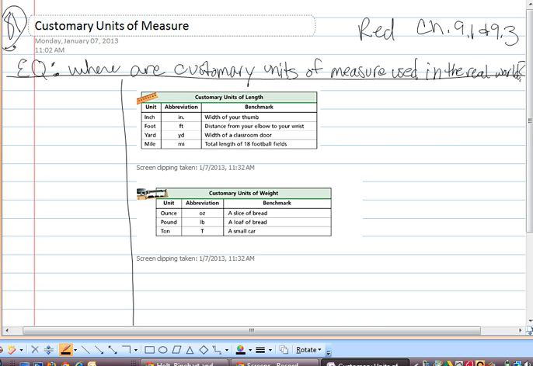A yard is going to be about the width of a classroom. A mile is going to be 18 football fields. When we're talking about weight, an ounce is about a slice of bread, a pound is going to be a loaf of bread, and a ton is a small car.